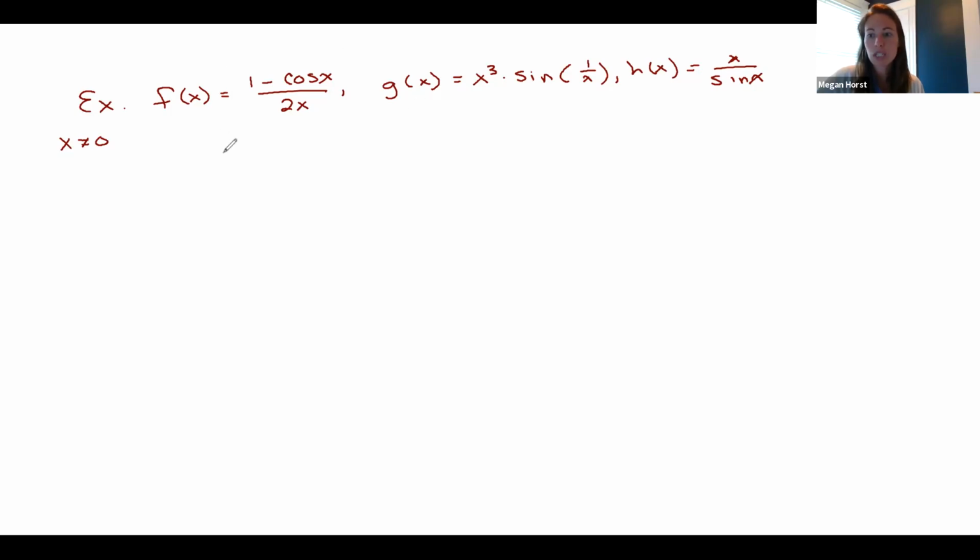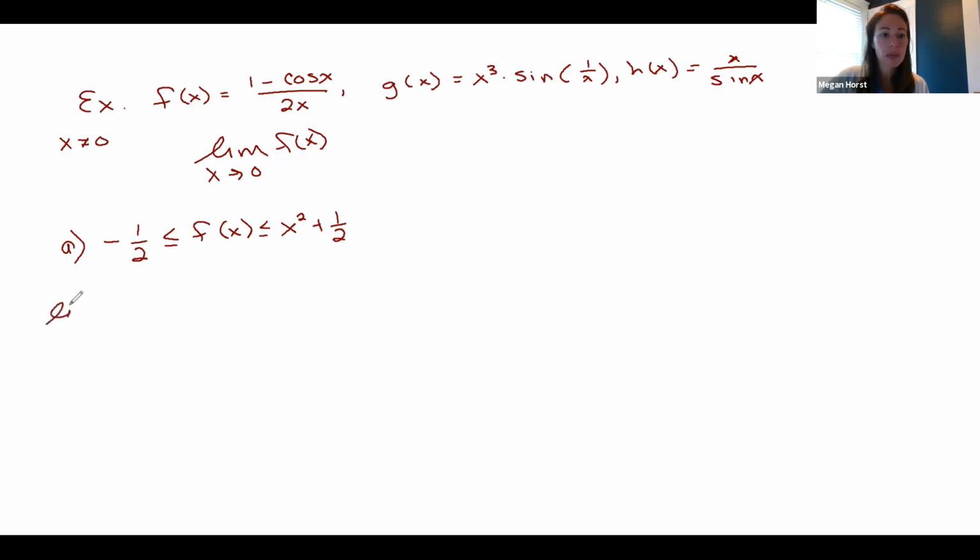So what we're trying to determine is the limit as x goes to 0 of f of x. And clearly we can't analyze it here, right? Because we have this x in the denominator. So we run into a little bit of an issue. So let's take a look and see if this first inequality would be a good inequality to set up. We have negative 1/2 less than or equal to our f of x function less than or equal to x squared plus 1/2. So in order for this to be a good situation for us, we want to take the limit as x goes to 0 of all parts. And it should be that the left side equals the right side.